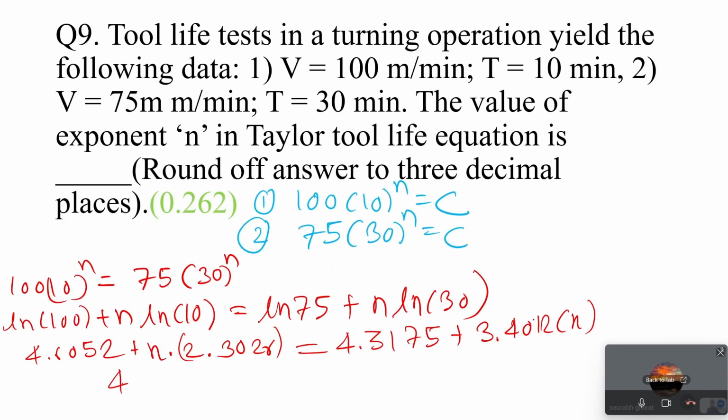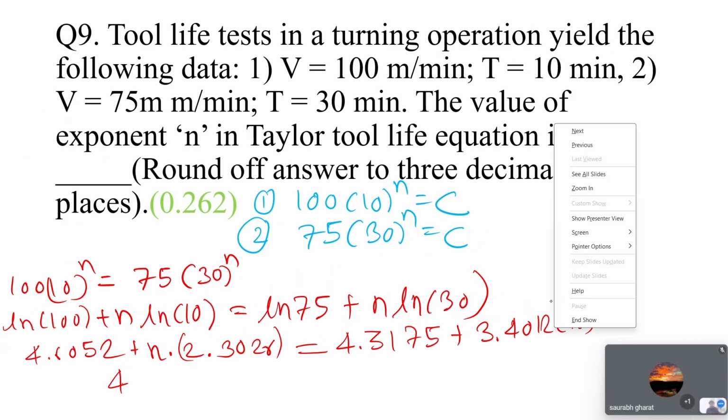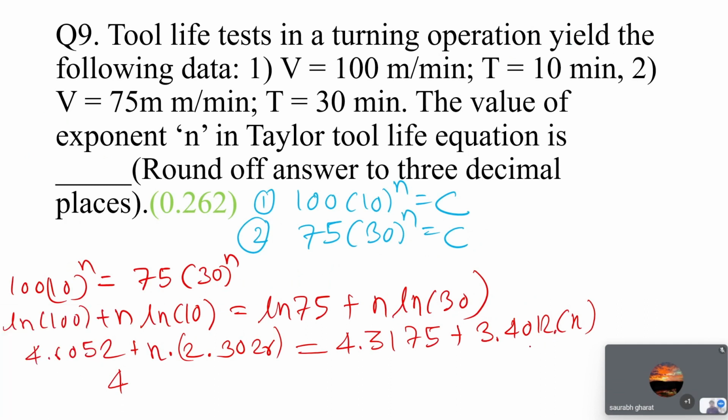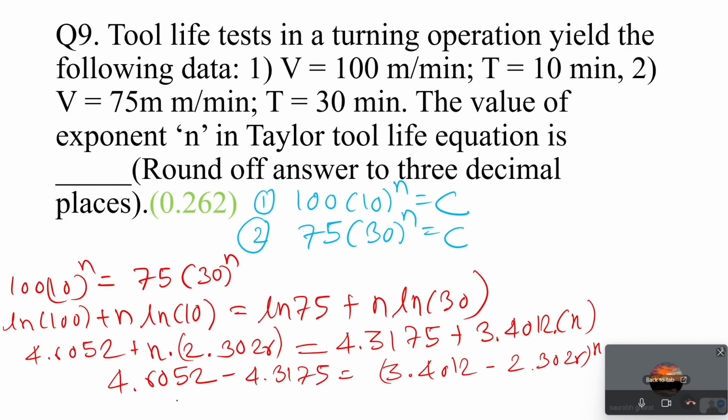Here we have written multiplication, and keep the bracket in anything. No problem. Okay, so keep the n terms on one side, keep the normal constants on the other side. So minus 4.3175 is equal to, keep the n term on one side, so we keep the bracket on one side only now. So it will be 3.40 minus 2.3026 bracket into your n. Okay, we have that n, so n is equal to, just calculate, a direct calculation can do.